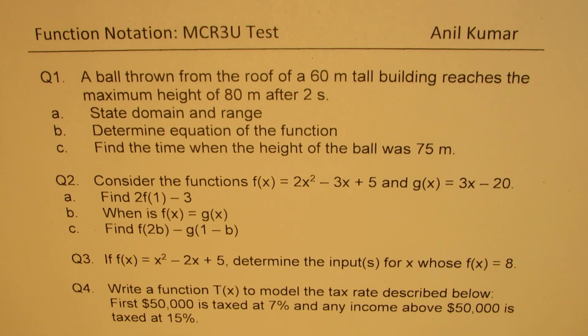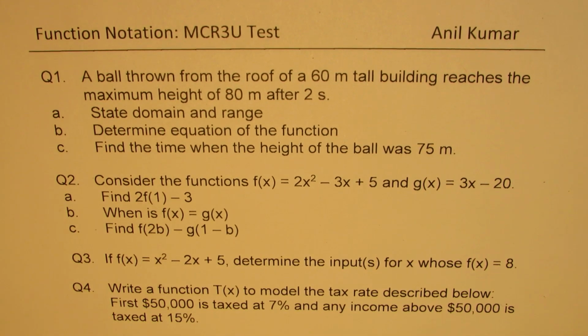Question number 3. If f of x equals x squared minus 2x plus 5, determine the inputs for x whose f of x is equal to 8. And the last question here is, write a function t of x to model the tax rate described below. First $50,000 is taxed at 7% and any income above $50,000 is taxed at 15%.